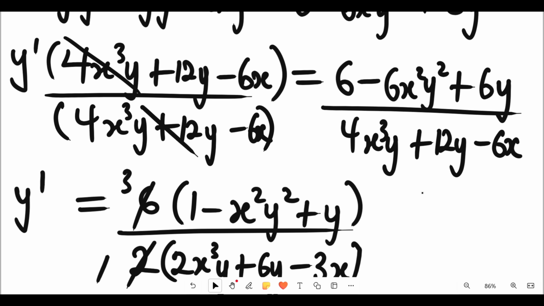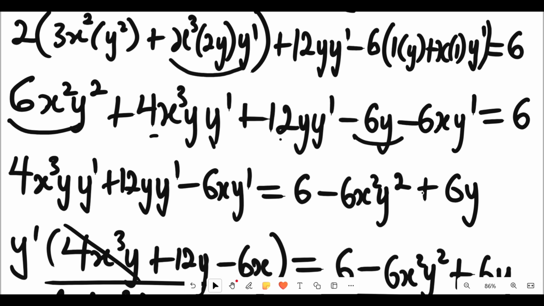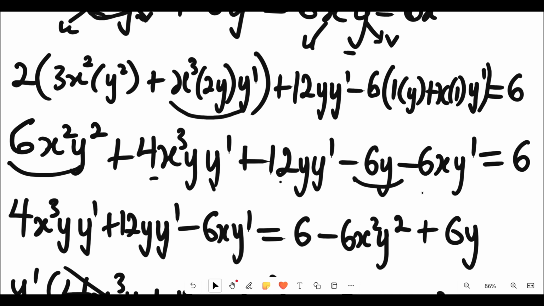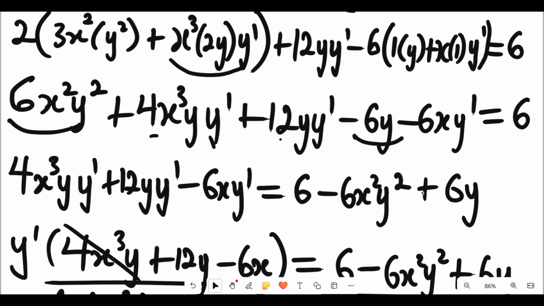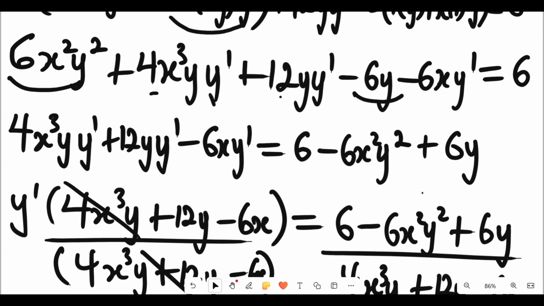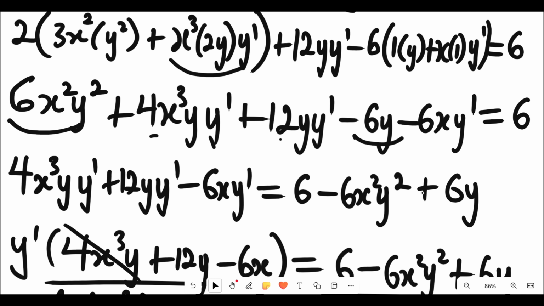So let me go through it again. I'll use just 1 minute to do that. Okay, so I'm going through it again. The first step is okay. Now, 6x squared multiplying y squared plus this. And we group like terms, so we have our terms with the y prime on one side. So the first one with the y prime is 4x cubed y.